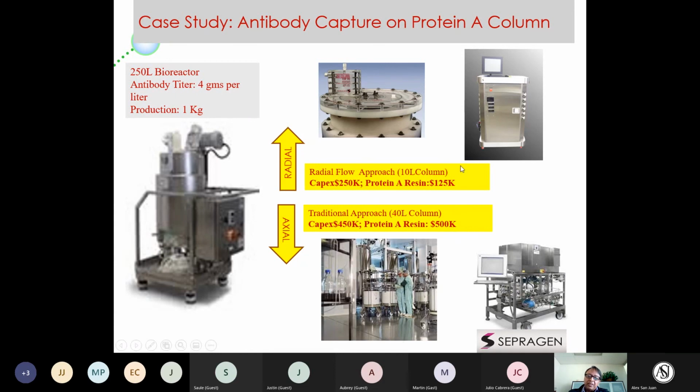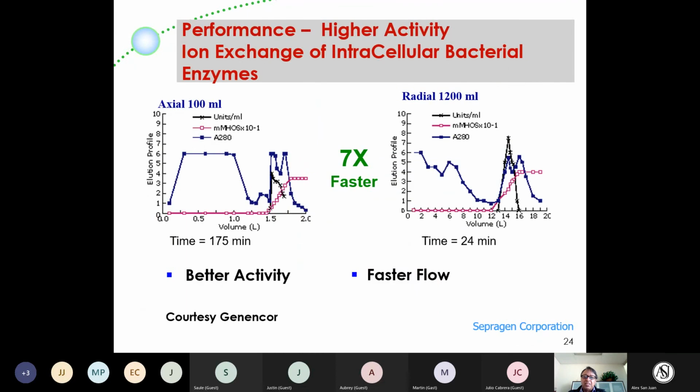And so therefore they cut down their protein cost, and because it's a smaller column, there was less capex on the column itself, and the overall time expense for that step was less than half, maybe a third of the overall initial cost. So that's a strategy that other people can use as well.